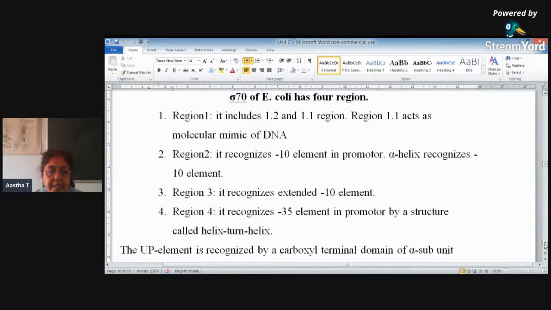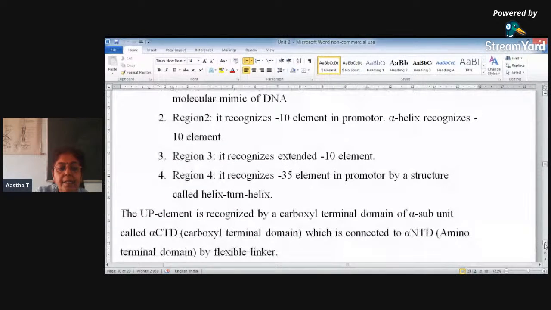Region 1.1 acts as a molecular mimic of DNA, structurally similar to DNA. Region 2, it recognizes -10 element in the promoter. -10 consensus sequence ला recognize करायचं काम करत असतो. So region 3, it recognizes the extended -10 element. Region 4, it recognizes -35 element in the promoter and by a structure which is known as helix turn helix.